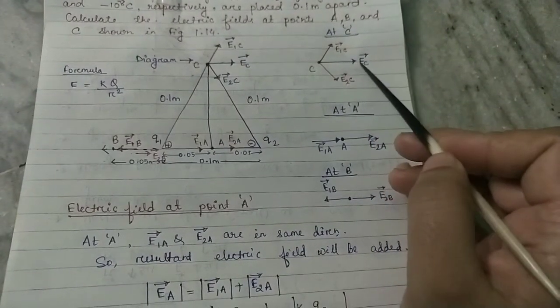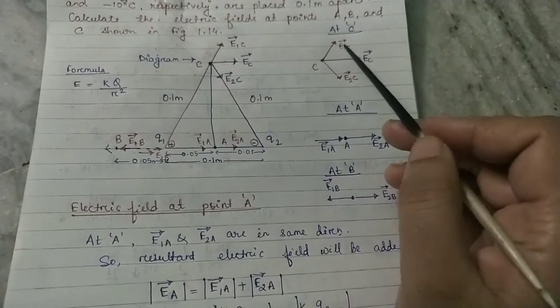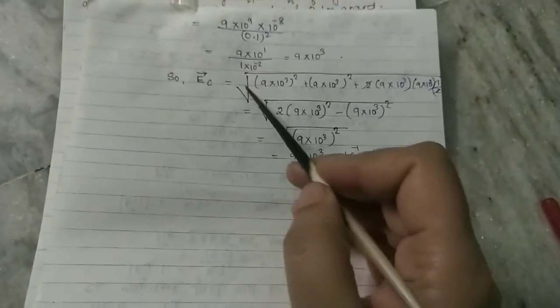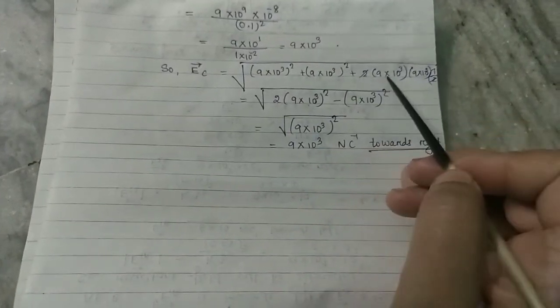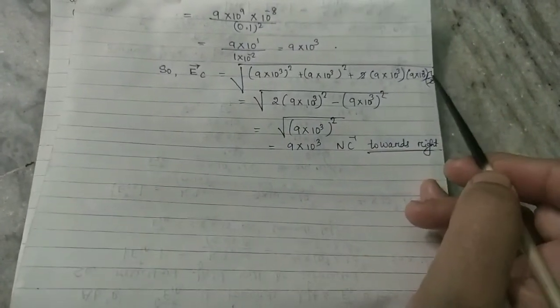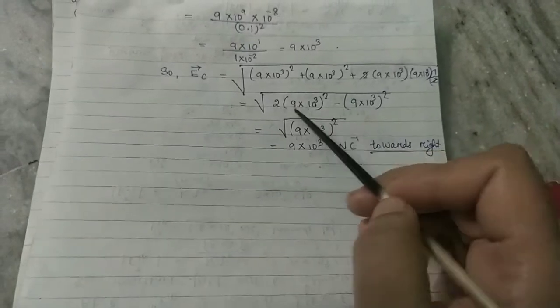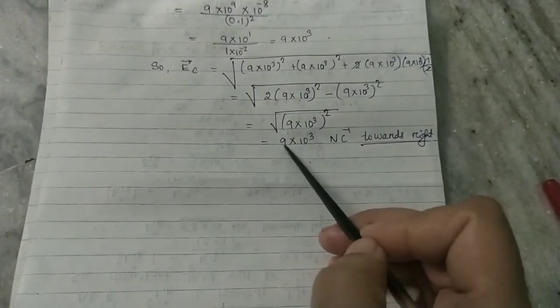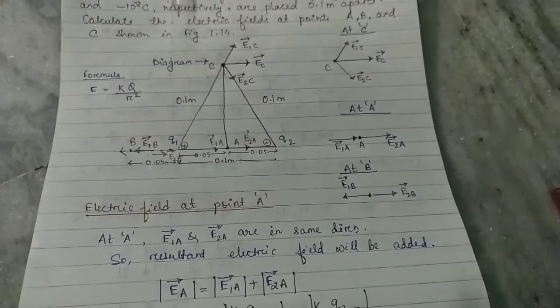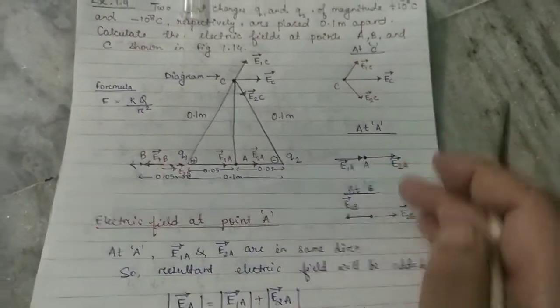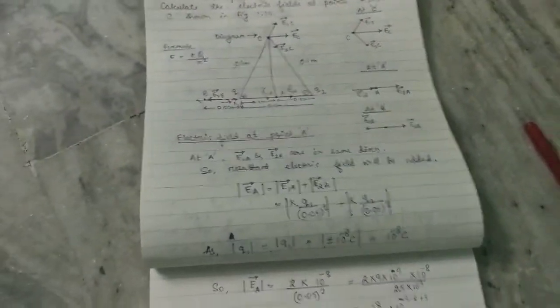Till now I have not found the resultant. The resultant is the square root of, this is the first field, this squared plus 2 into this into minus half. Okay, after solving we get 9 into 10 to the power 3 Newton per coulomb towards right.